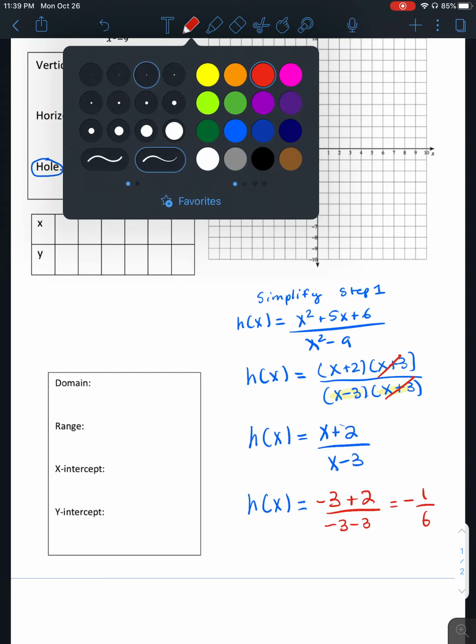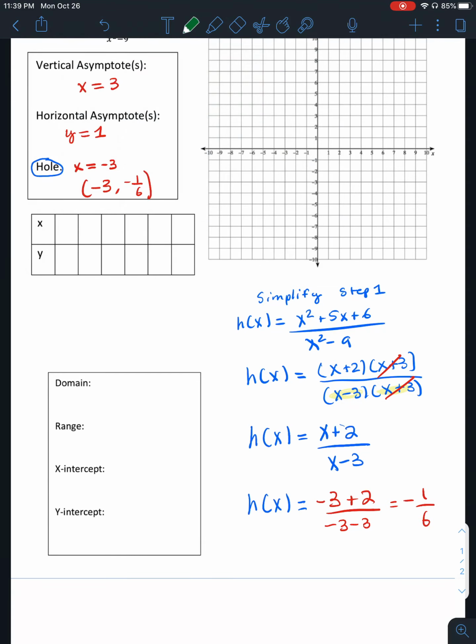And we will continue this trend and go ahead and find out some more characteristics of our graph. We are going to find the y-intercept, and to find the y-intercept, you just plug in 0 into your function. So for h of x, we're going to put 0 for x. And remember, h of x just means y. So that means my y-intercept when x is 0 is negative 2/3.